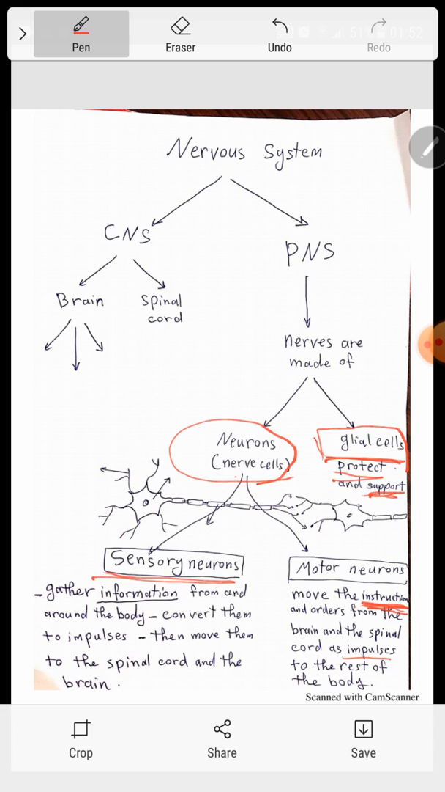Why? Because as what we mentioned in the last term when we studied the cell division, nerve cells are not able to be divided. So they don't have mitosis, there is no mitosis. So if any cell is damaged, it will not recover, it will not be replaced. So protecting the nerve cells is a very, very important issue.